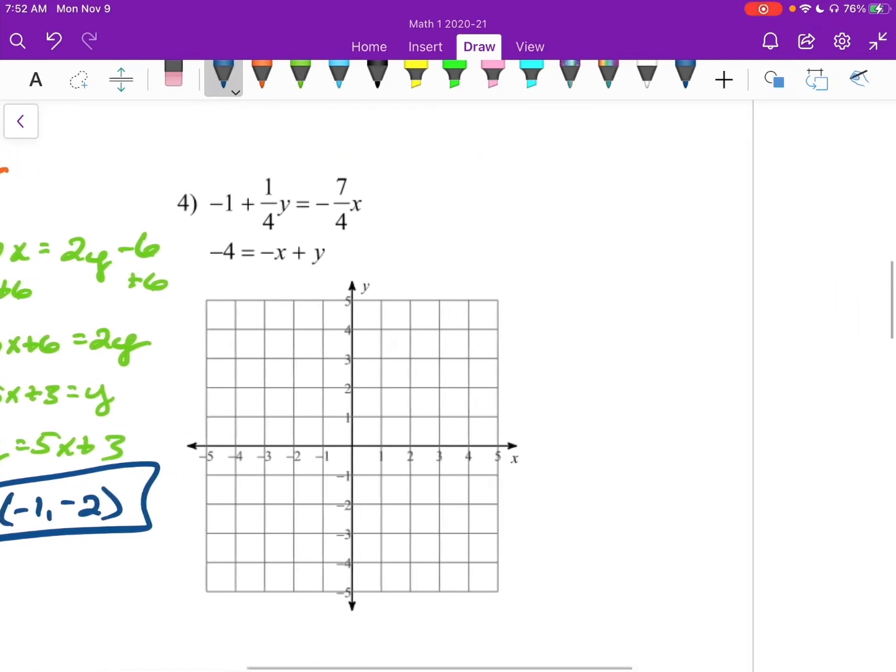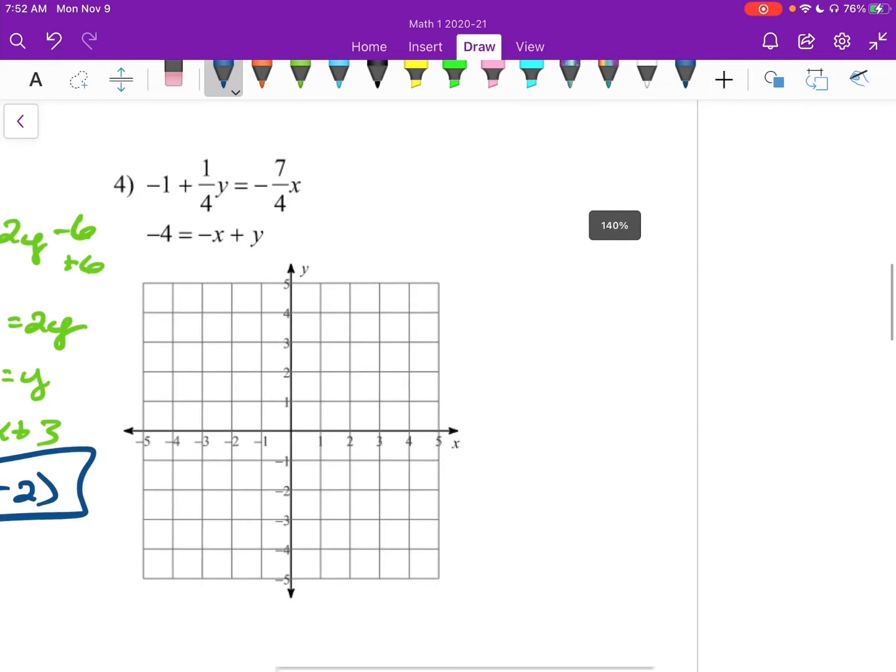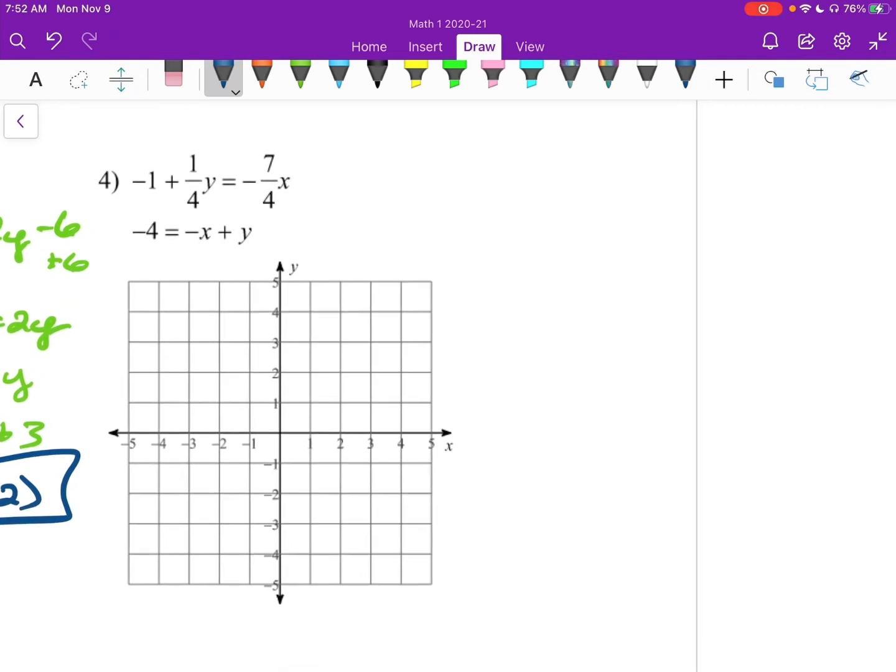Alrighty. Number 4. We'll start off with this top one. I look here and I really want my y equals. I would really, really like that. Let's add the 1 to the other side to start off.